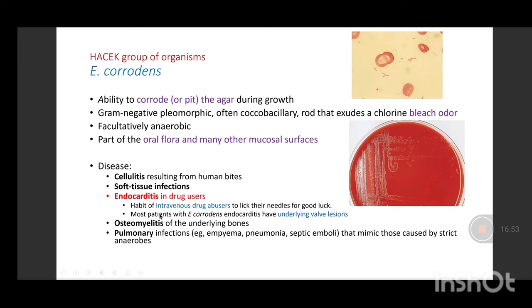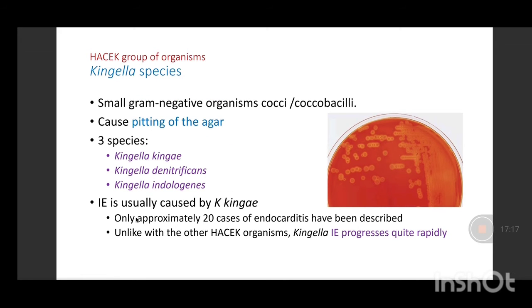Here, the important point to remember is that Aikinella corrodens is more common with IV drug abusers. Because of their habit of licking the needles for good luck, the oral flora is injected by them into their own veins, leading to endocarditis. So right-sided endocarditis is more common here. And last of the Haemophilus group is the Kingella species.